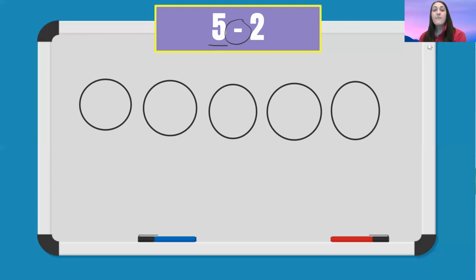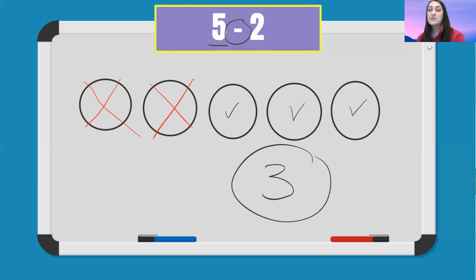Now it says 5 minus 2 or take away 2, which means we're going to cross out 2 circles. Let's cross them out together. 1, 2. Now let's find out how many we have left over to get our answer. 1, 2, 3. We have 3 circles left over, so 5 minus 2 equals 3.